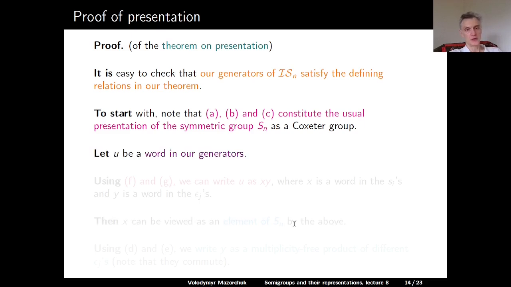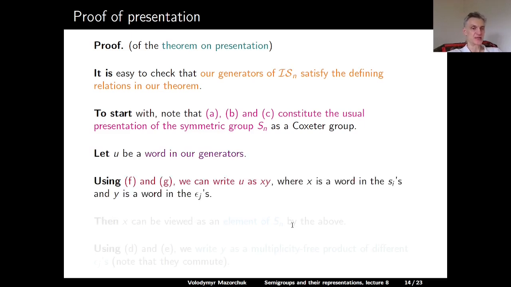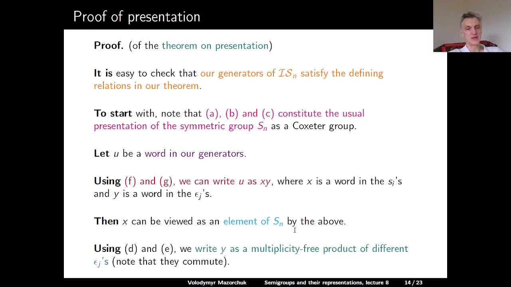Okay, so let U be a word in our generators. The relations F and G tell us how we can move ε past S. So we can commute ε's and S's, sometimes just like that, sometimes we have to change ε_i to ε_{i+1}. So using these relations, we can write our word U as x times y, where x is a word in S_i's and y is a word in ε_j's. Then of course x, that's a word in S_i's, is an element of the symmetric group.